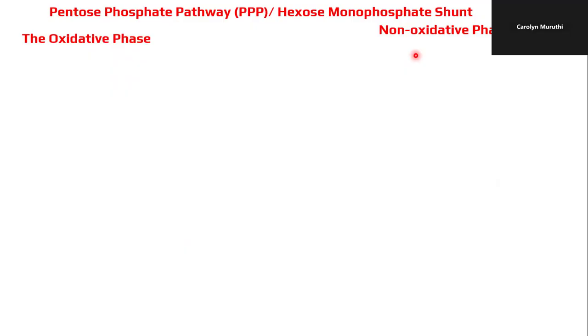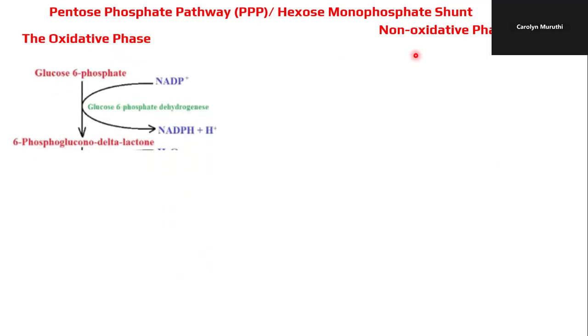So let's look at the oxidative phase. Here we have glucose 6-phosphate converted to 6-phosphogluconolactone through the action of glucose 6-phosphate dehydrogenase, generating one molecule of NADPH. Further, the lactone ring is hydrolyzed into 6-phosphogluconate, and this is a simple housekeeping step catalyzed by lactonase, necessary to keep the pathway flowing.